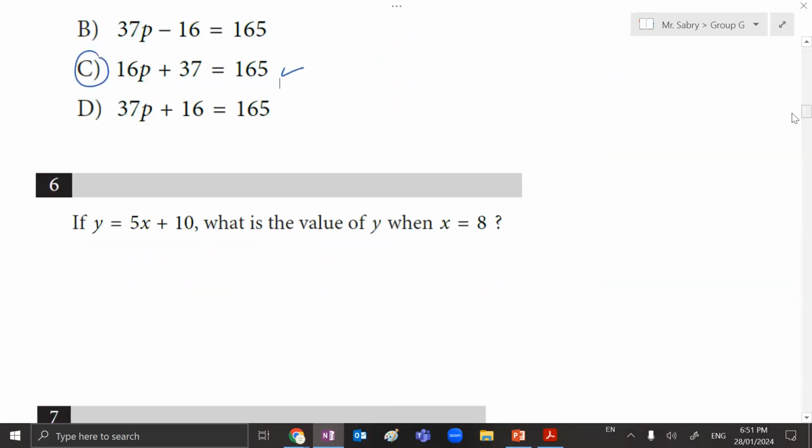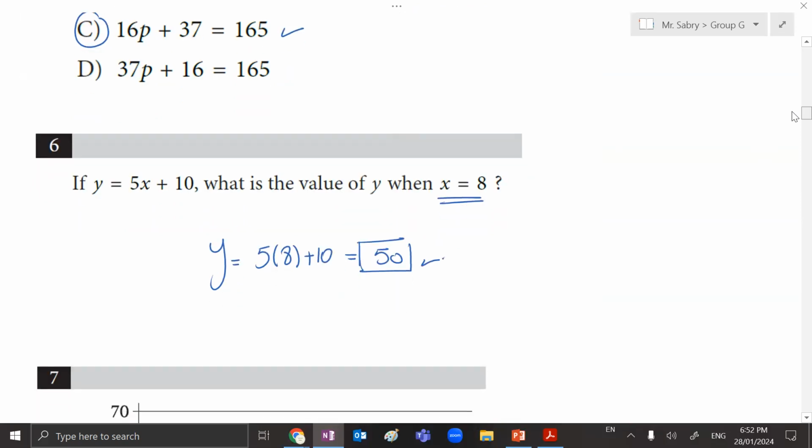Working out number 6, y equals 5x plus 10. What is the value of y when x equals 8? This is a very simple question. We basically substitute. So 5 times 8 plus 10, and that would get you y equals 50. Very basic, to the point.